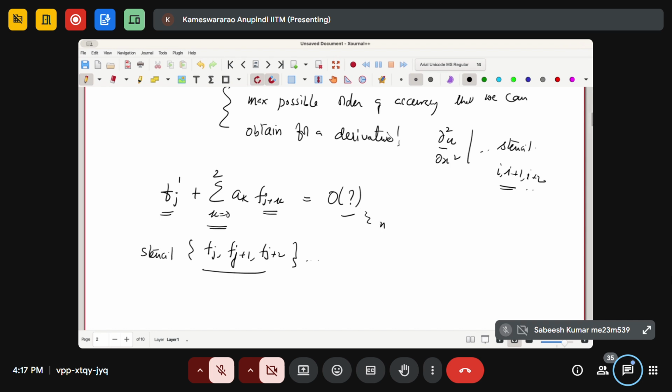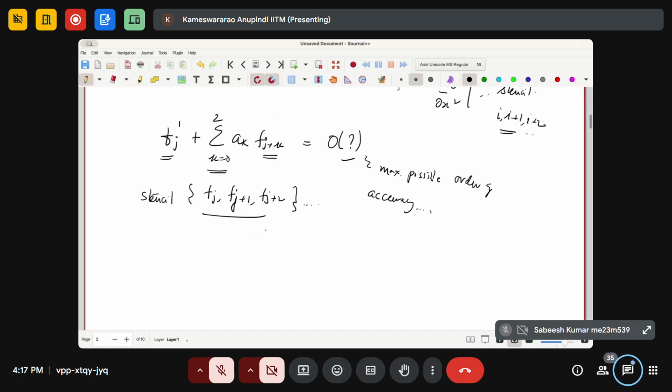So what is the maximum possible order of accuracy that we can achieve with these 3 points that we will make use of? The function values are given at j, j plus 1, j plus 2. You need to calculate the derivative to the maximum possible order of accuracy. For that, we're going to build this Taylor table. The idea is basically to calculate the coefficients a_k such that f_j prime can be obtained, to whatever is shown on the right hand side, to the maximum possible order of accuracy.